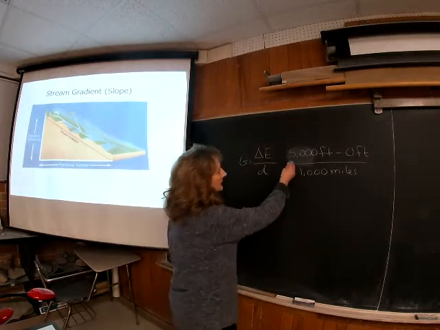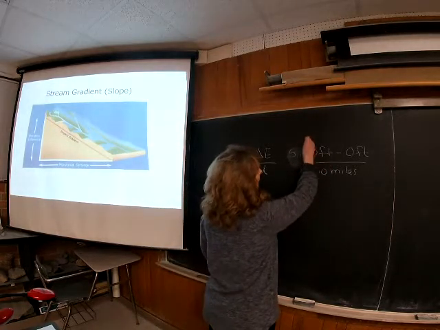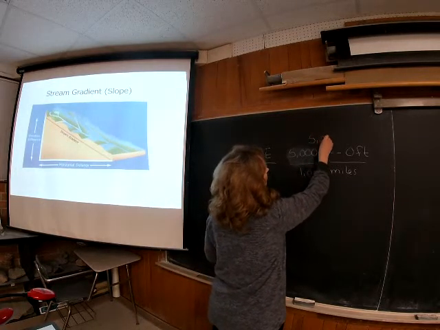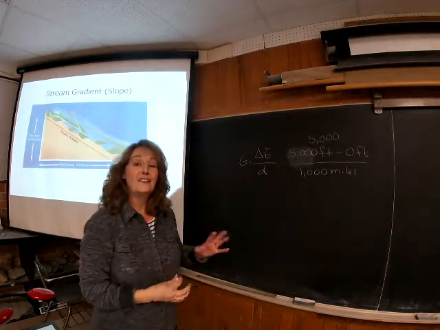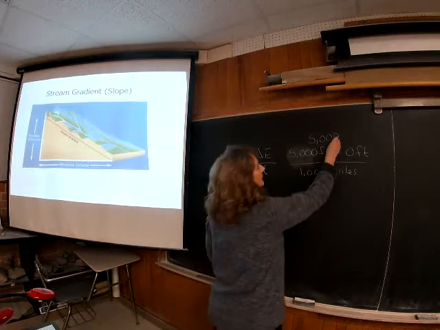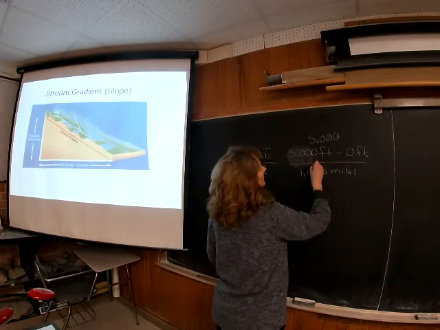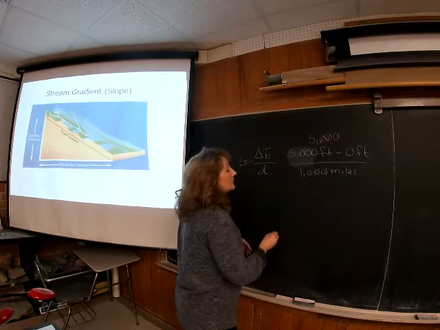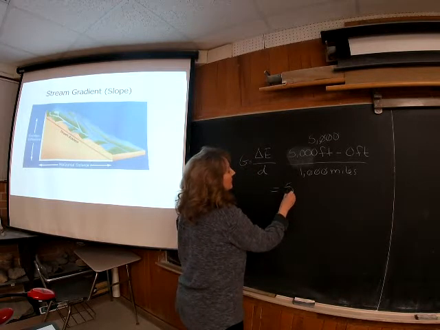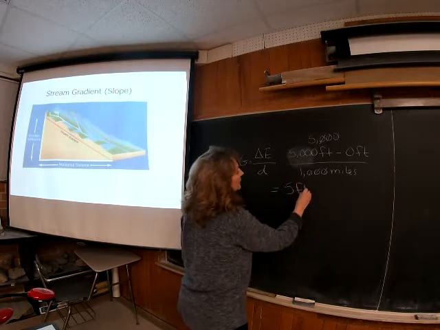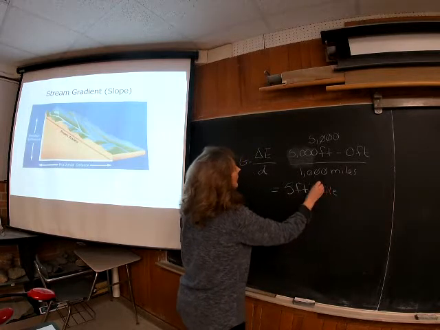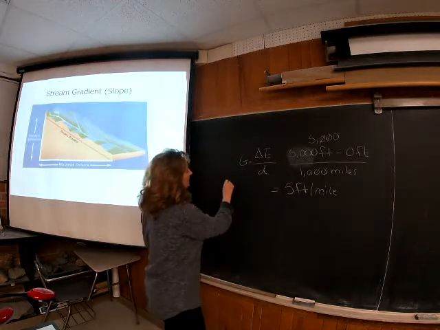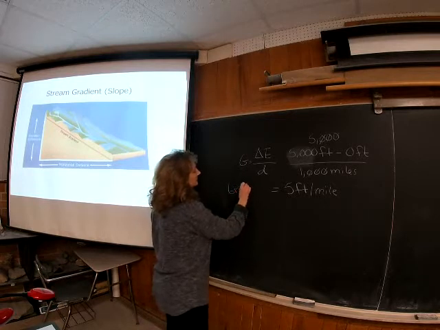So basically that difference is 5,000, right? 5,000 minus 0 is 5,000. And if you do your division, all those zeros will cancel, and you'd end up with 5 feet per mile as your gradient, or your slope.